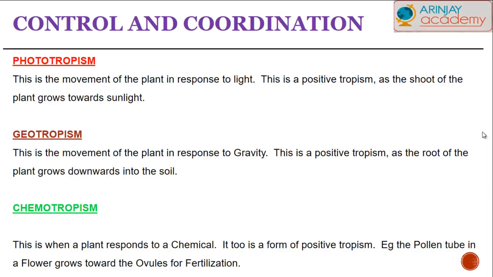Chemotropism is when plants respond to a particular chemical. It again is a positive form of tropism. Example, the pollen tube in a flower always grows towards the ovules. This helps pollen grains to travel through the pollen tube into the ovary and fertilize the ovules.